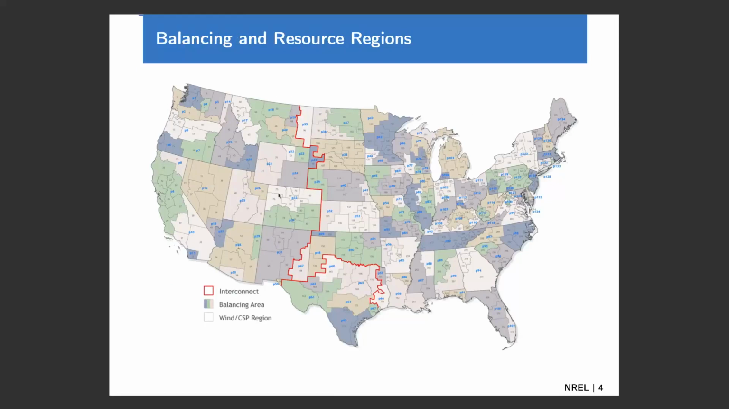I have two balancing areas, this beige color and this green color, but inside those balancing areas, I can have these wind and CSP resource regions where capacity is built, and each one of those resource regions has its unique capacity factor and characteristics, as well as the cost to connect that capacity to the grid. It's just good to keep this in mind when you're thinking about the ReEDS model.